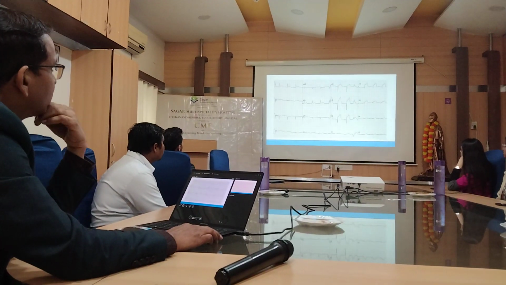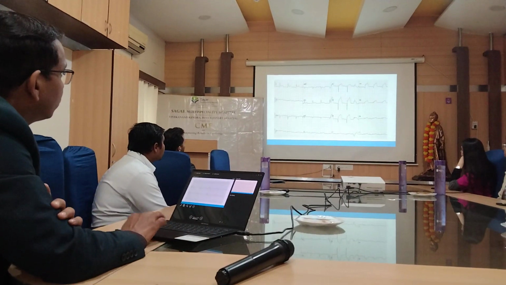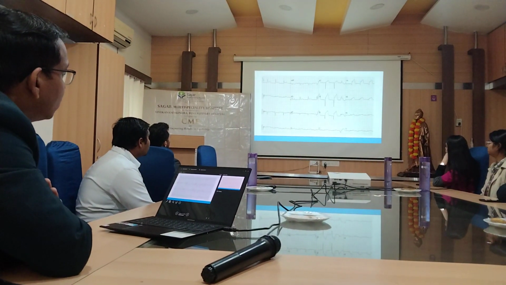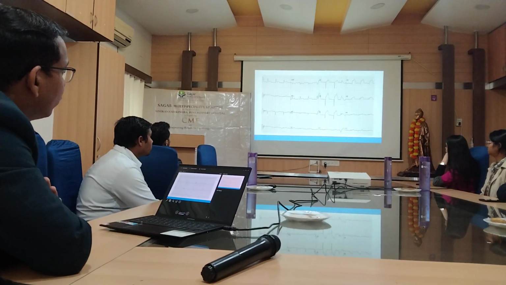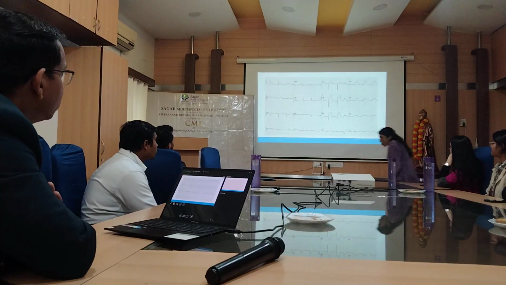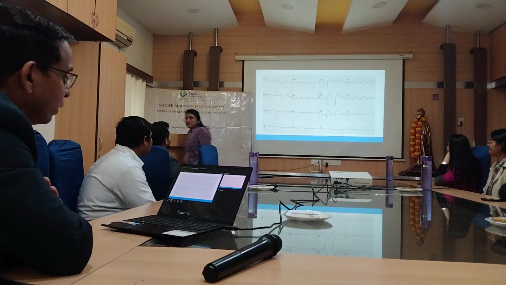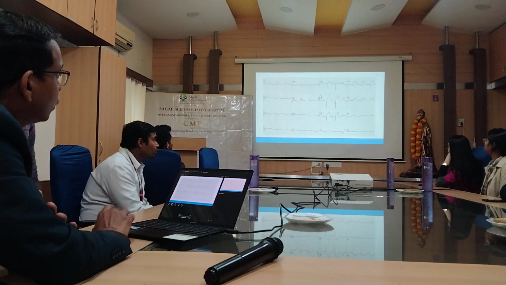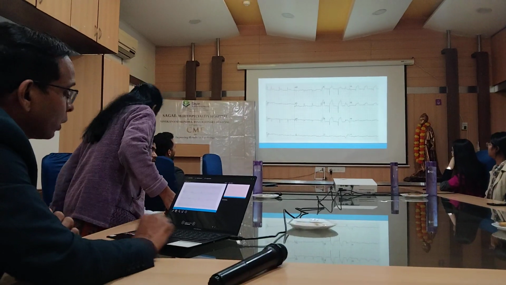So now I'll show some ECGs. These are the ECGs of patients with acute coronary syndrome. Here we can see ST elevation in lead 1, lead V1, V2, V3 with reciprocal ST depression in inferior leads, lead 2, 3 and aVF. So this is the ECG of an acute ST elevation anterior MI.